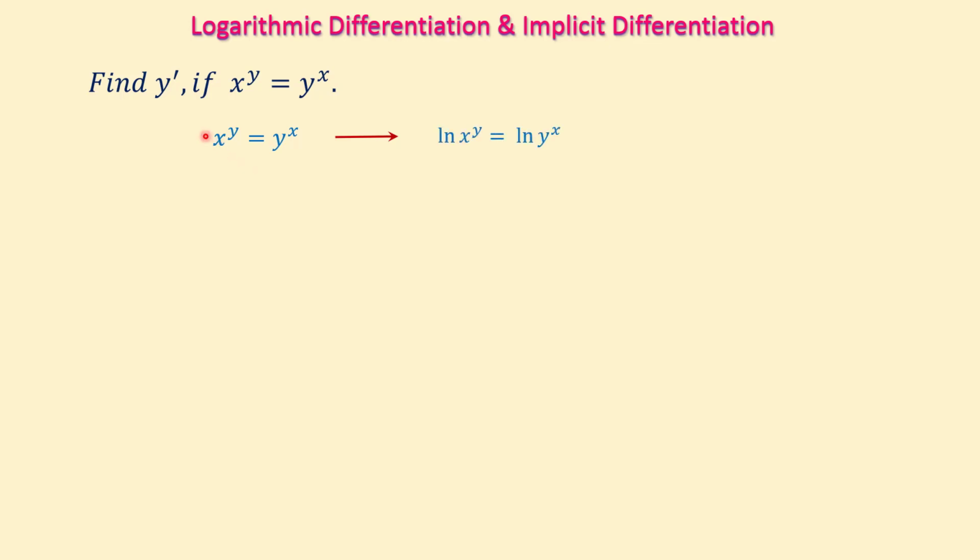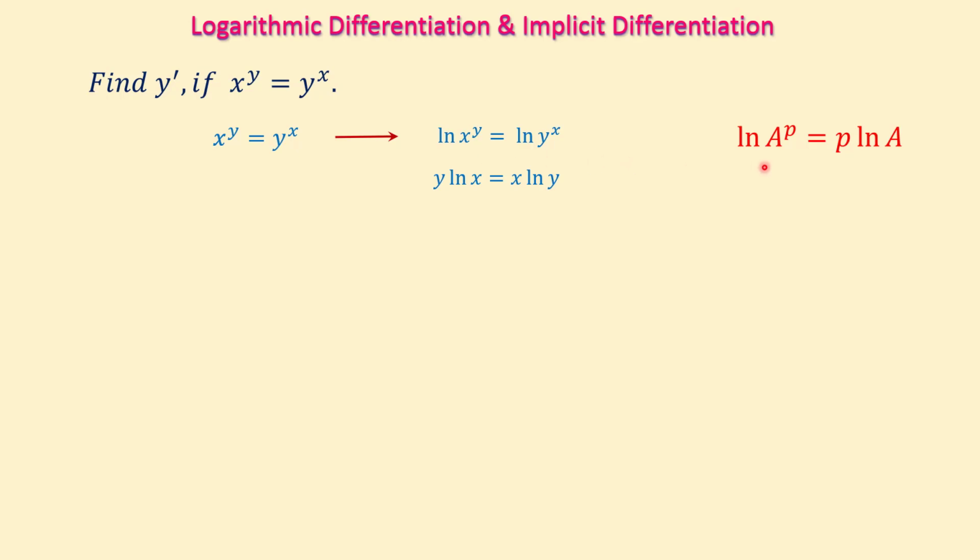If we add ln to the left and right side of the equation, we have ln of x to the y equals ln of y to the x. Remember that ln has this property: ln of a to the p equals p ln of a. So ln of x to the y is y ln of x, and ln of y to the x is x ln of y. So we have y ln of x equals x ln of y.